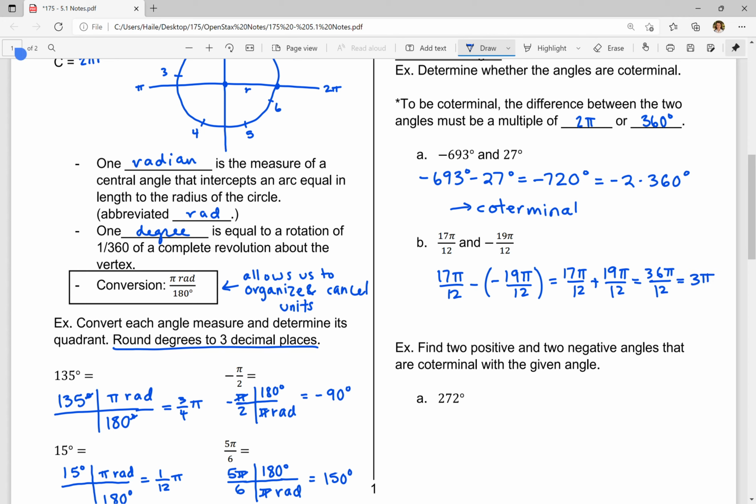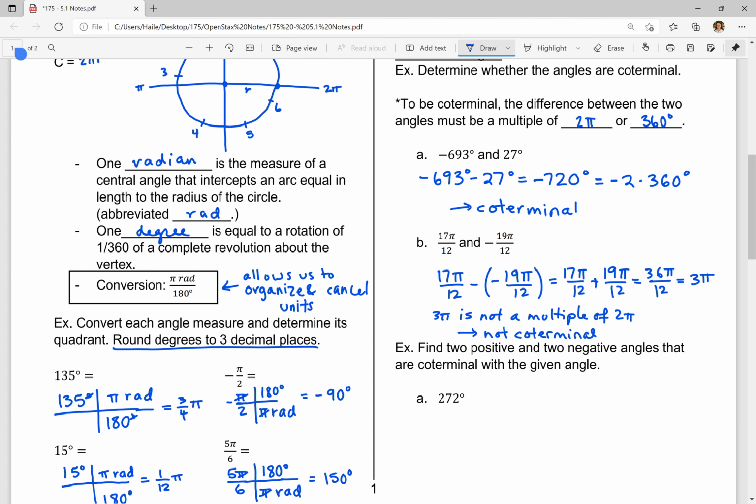Now, 3 pi is not a multiple of 2 pi. There is no way I can multiply a number, not a fraction now, just a regular number, by 2 pi and get 3 pi. So 3 pi is not a multiple of 2 pi, and these two angles are not coterminal. All right, so that is how you tell that two angles are or are not coterminal.